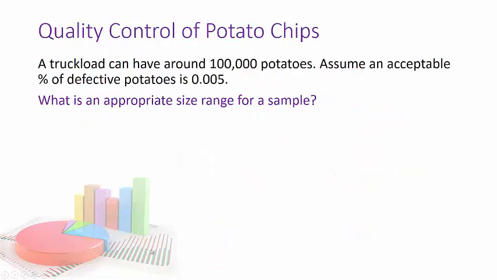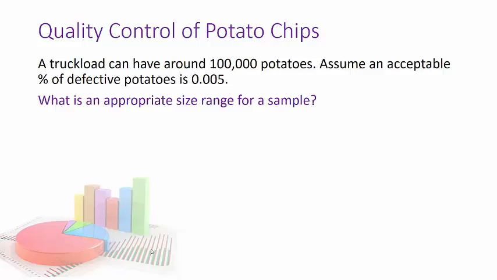So let's look at a real-world application. I tried to find an estimate. I know that Lay's potato chips actually inspects truckloads, and they'll take samples. And it's a big deal for quality control for them. And so I did a rough estimate, and a truckload can have around 100,000 potatoes. All right? Isn't that crazy? Assume an acceptable percent of defective potatoes is 5 out of 1,000. So what is an appropriate size range for a sample?